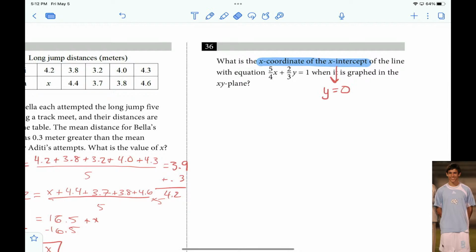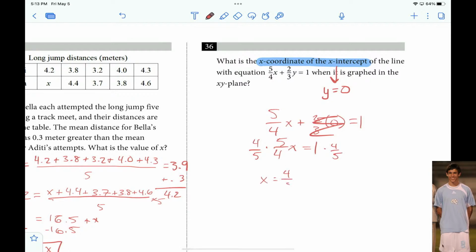So 5/4 x plus 2/3 times 0 equals 1. Well, 2/3 times 0 is just 0, so this just goes away. So now we have 5/4 x equals 1. So to solve for x, instead of dividing by 5/4, which you could, I'm just going to multiply by the reciprocal. So we get x equals 4/5. You could also put 0.8, so if you use your calculator and it gives you a decimal, that is fine as well.